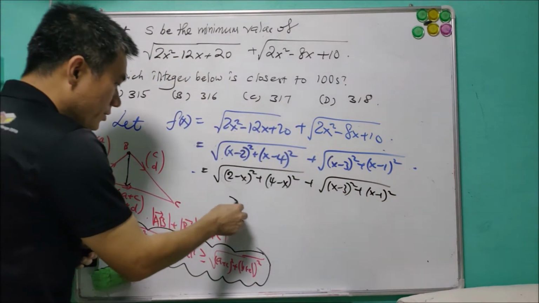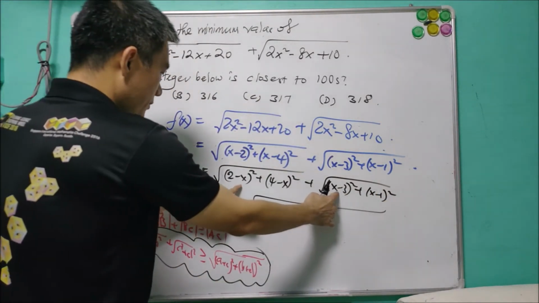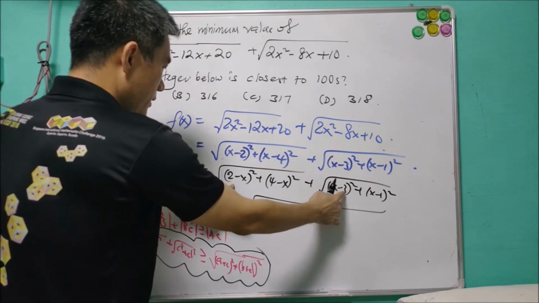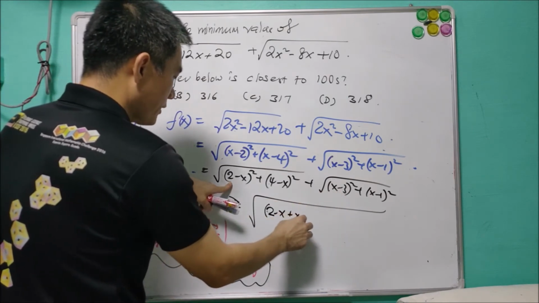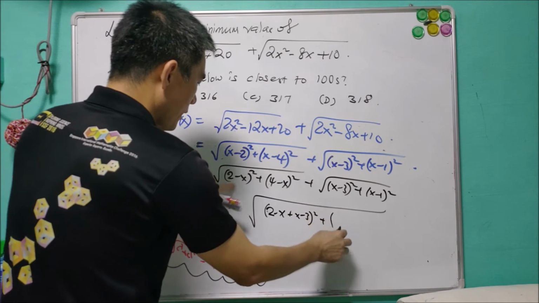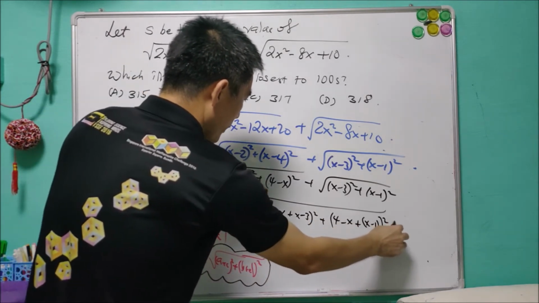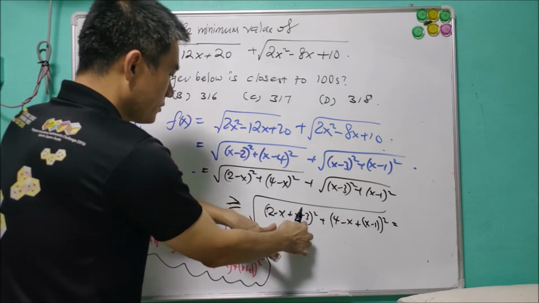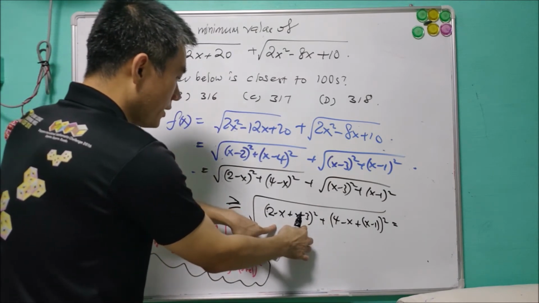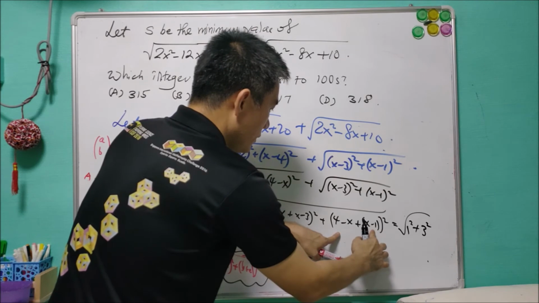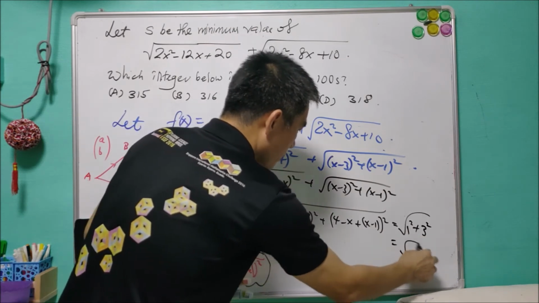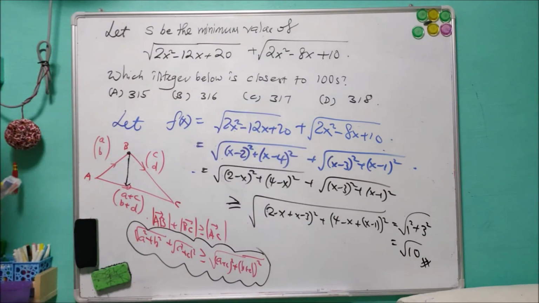So again, this will be greater than or equal to the square root of the sum of these squares. So it will be (2 minus x plus x minus 3) squared, and this is (4 minus x plus x minus 1) squared. And this cancels off, so this is negative 1. Negative 1 squared is 1, and this is 3, so it's 3 squared. So this will be the square root of 10. Again, you get the same answer.